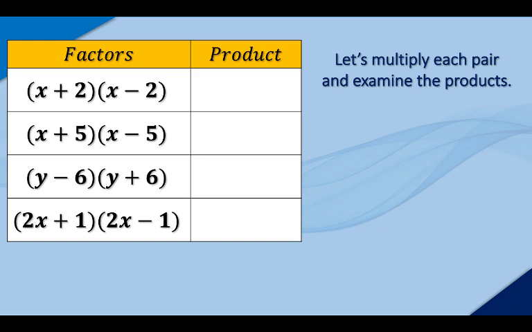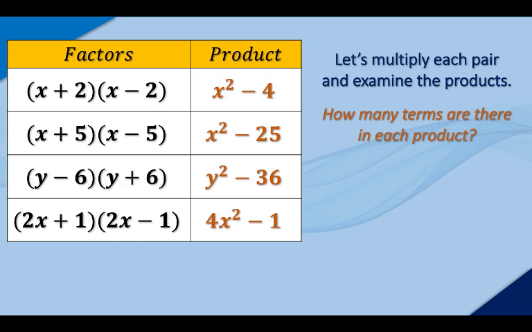Okay, for the first pair, you should have gotten the answer x squared minus 4. In the next one, x squared minus 25. Next, y squared minus 36. And in the last one, 4x squared minus 1. Now examine these products. What do you notice? How many terms are there in each product? Note that each product is a binomial, so there are 2 terms.